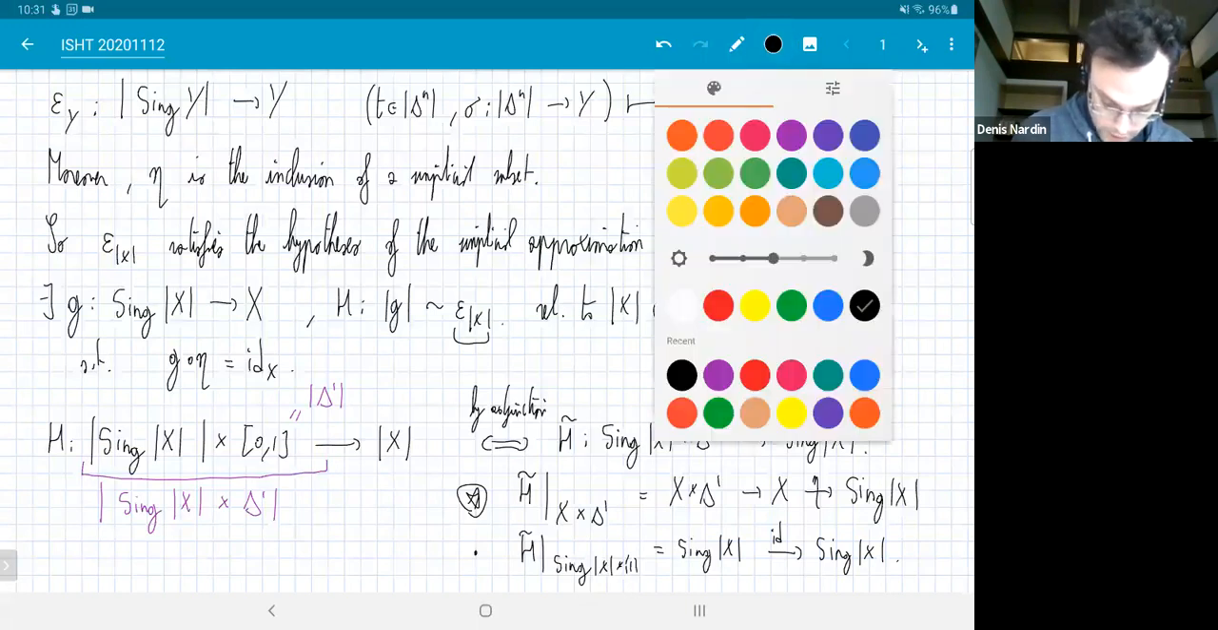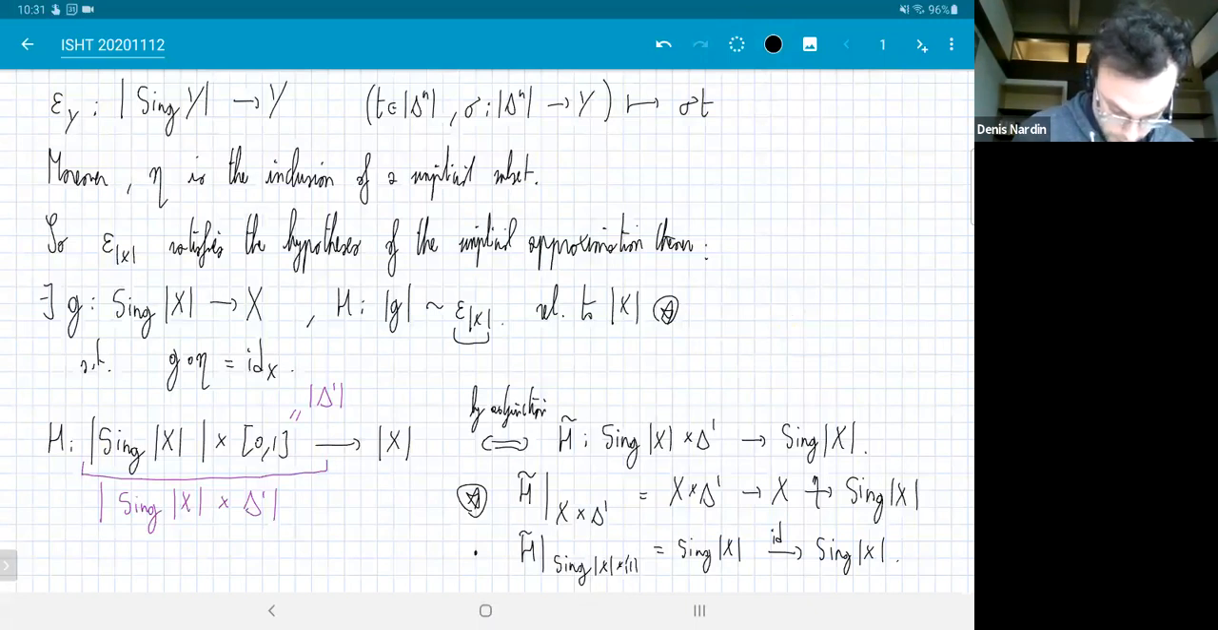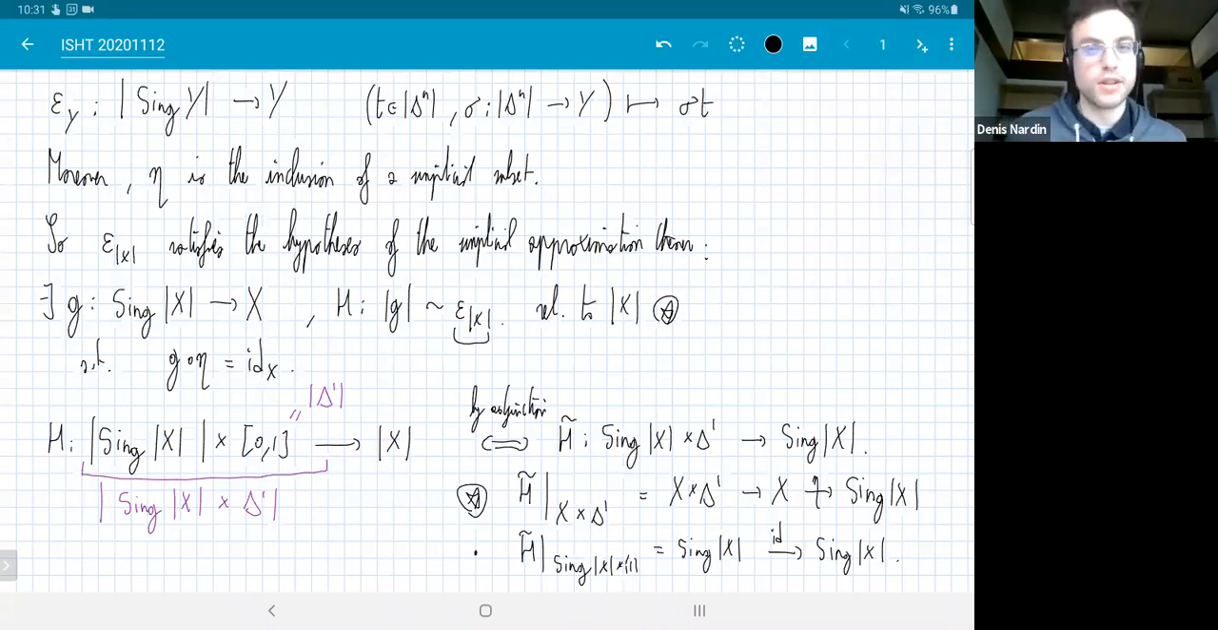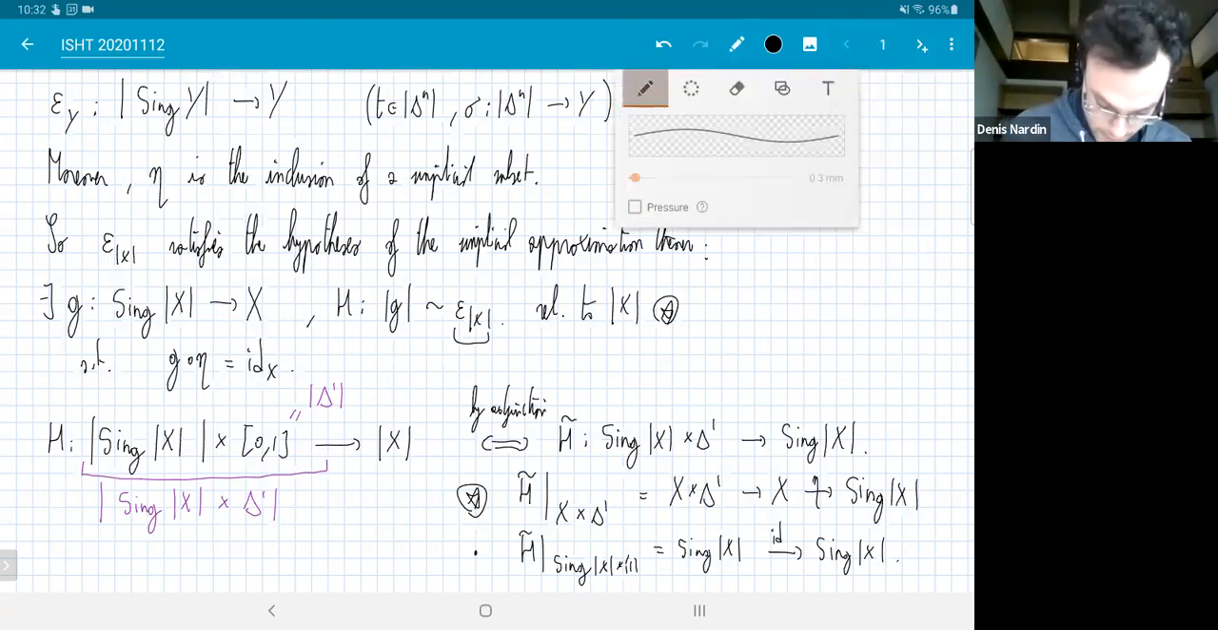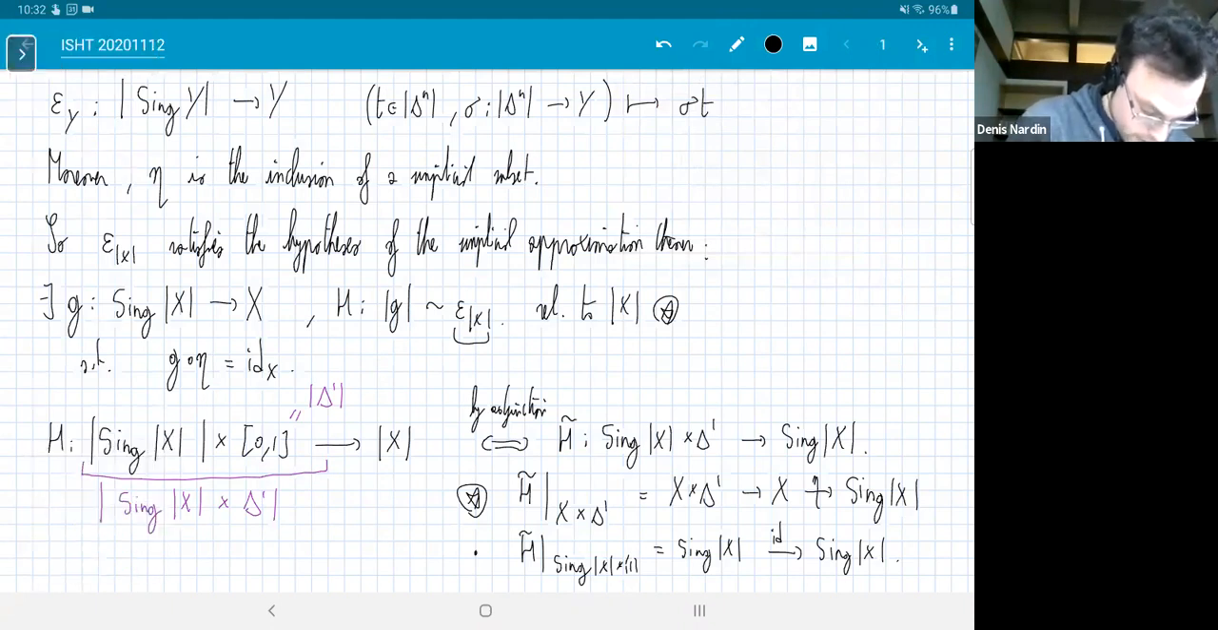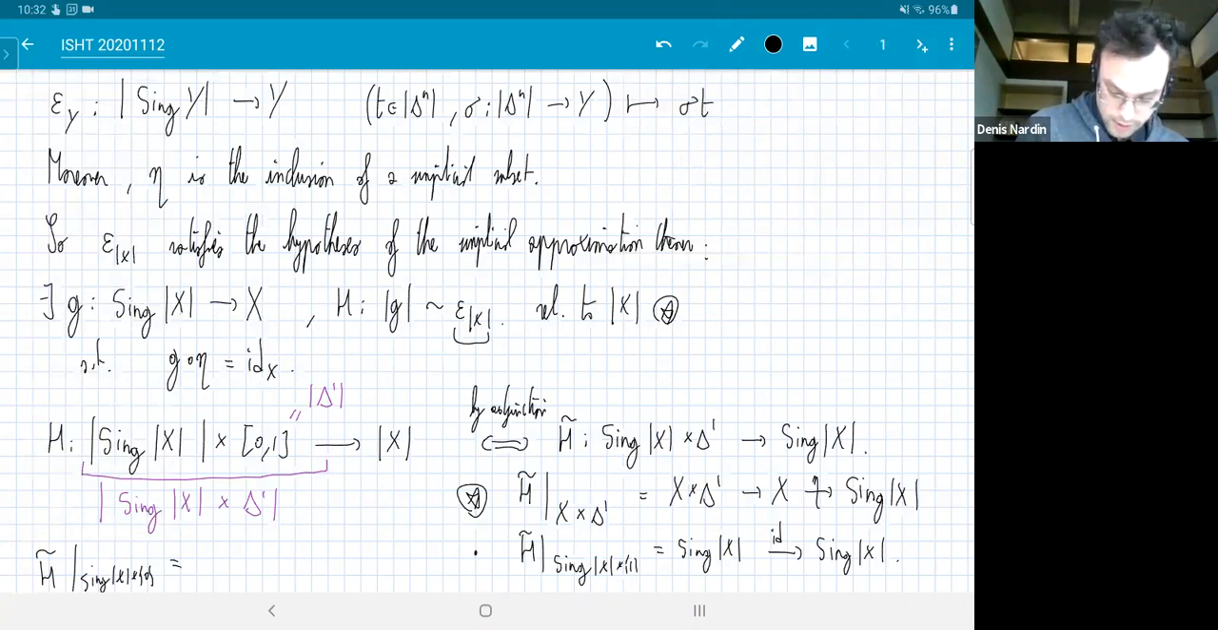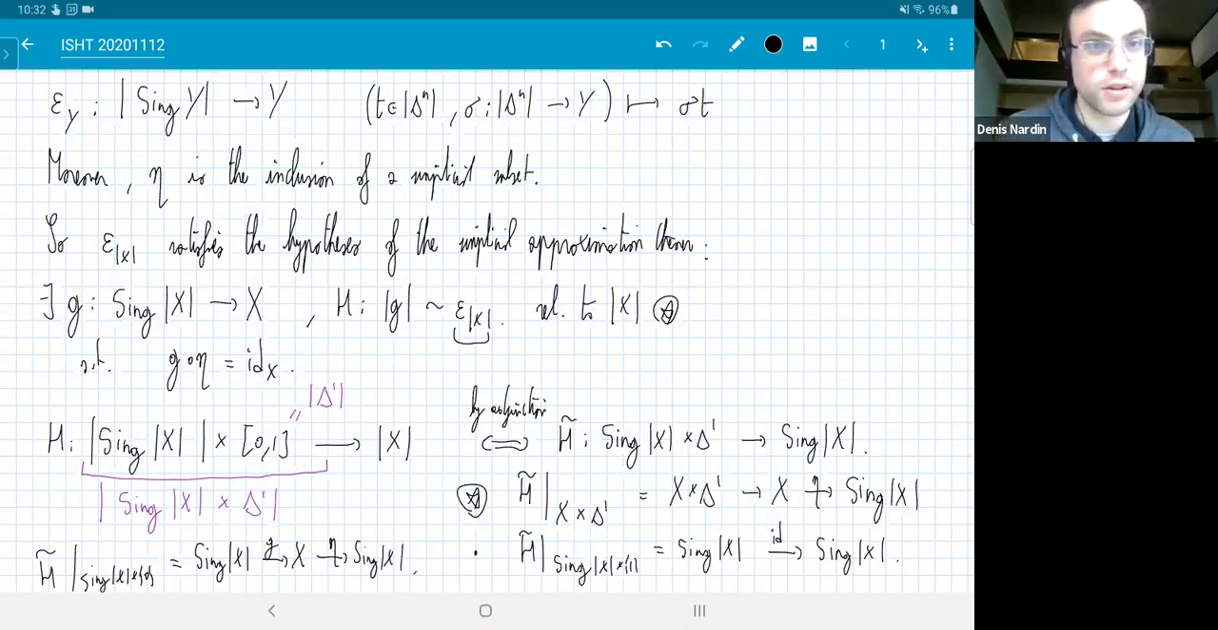I ran out of space, but I don't want to go to a new page here. I made a mistake. Okay, next page, I'm going to make an infinite page. Sorry, I promised I would do that, but I forgot to do it for the first page. Okay, let me just write here. The other condition is that H tilde restricted to Sing geometric realization of X times 0 is exactly this composition here, G X η. So this is saying that η is a deformation retraction, and in particular a homotopy equivalence, as it was promised.